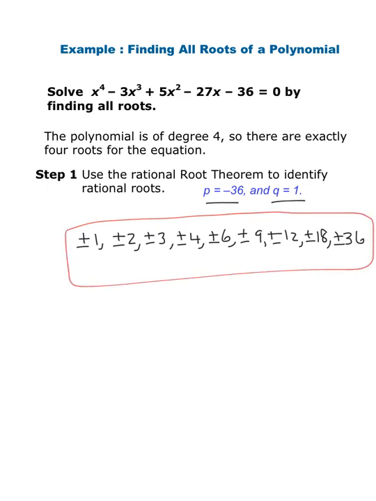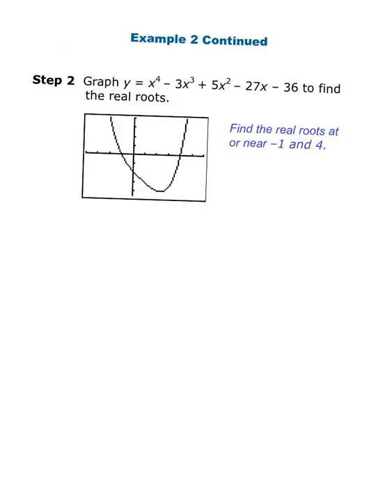But I know I have only 4 zeros, 4 roots. So what do I need to do next? Here I'm going to graph this equation so that I can find the real roots. Graphing helps me to find the real roots. The real roots are given by the x-intercepts. So I have the real roots, which are -1 and 4.